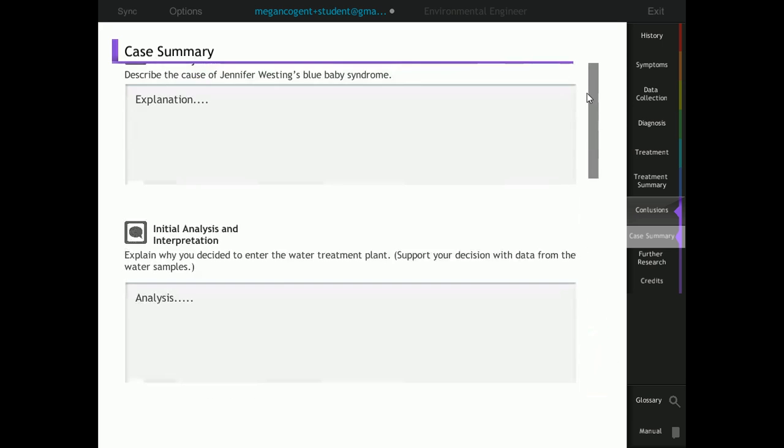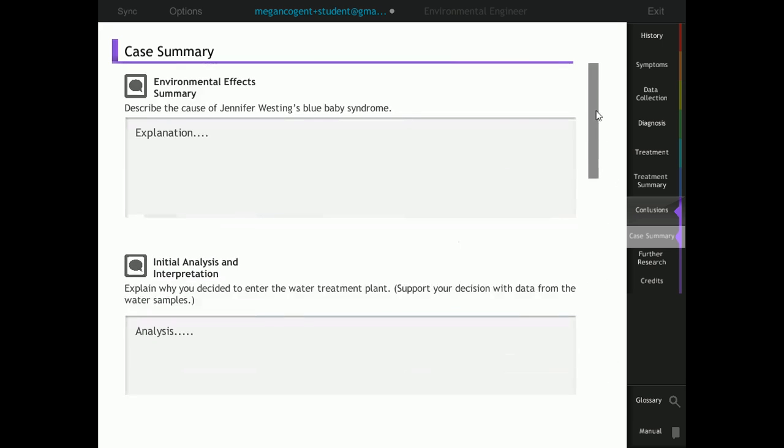So this is just another section where they get to practice their scientific writing skills, which we know students do struggle with. So it's another way to help practice those skills and help you as a teacher also assess their true understanding of this concept.